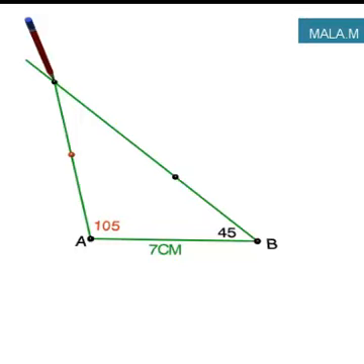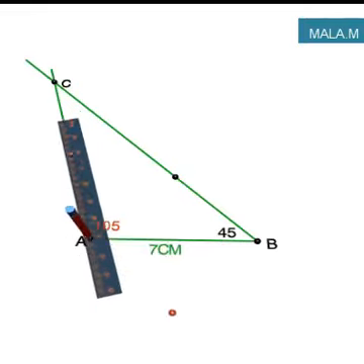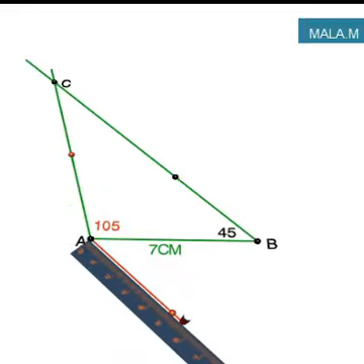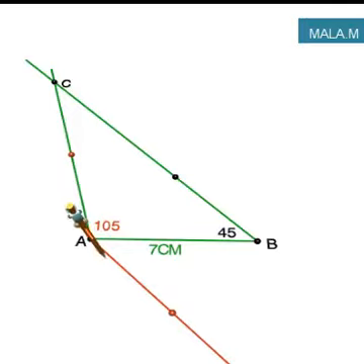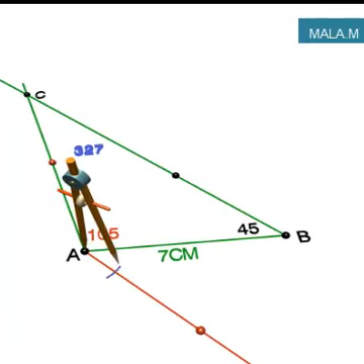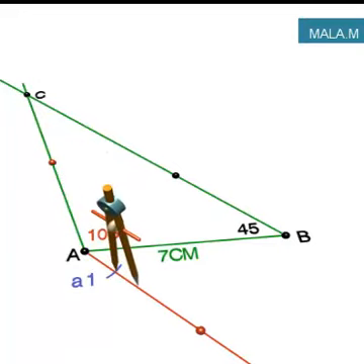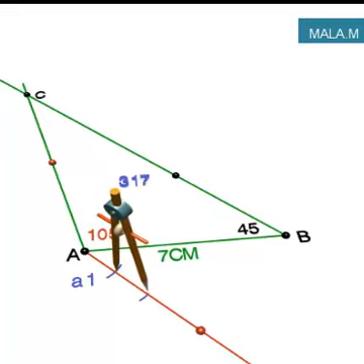Now construct an acute angle at point A. By keeping your compass center at point A, take any acute angle value from point B and mark that point. Draw a ray from A through the acute angle mark. With a convenient radius in the compass, draw an arc from A and name that arc as A1. By keeping A1 as a center, draw one more arc with the same radius.